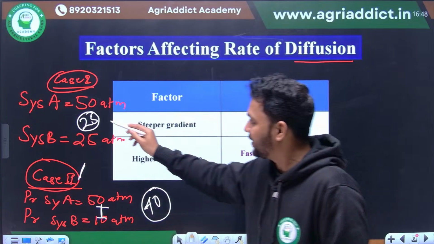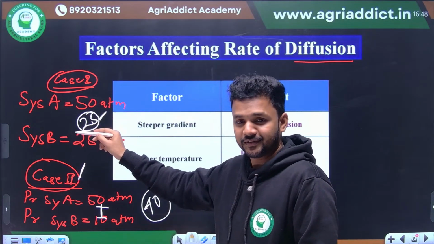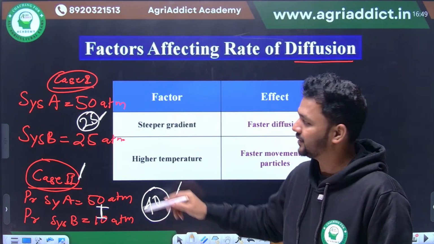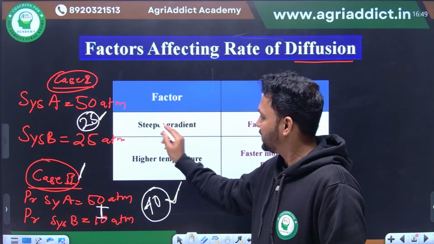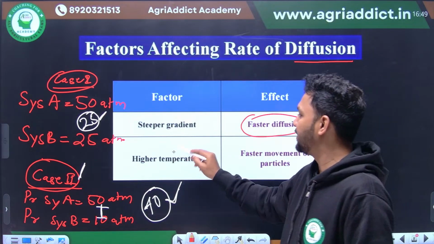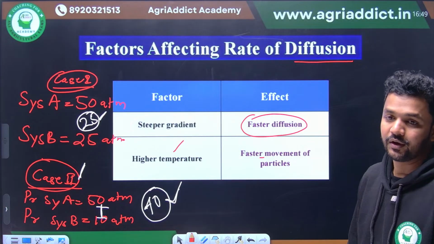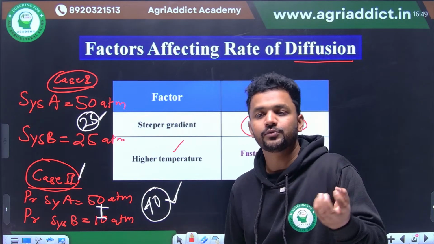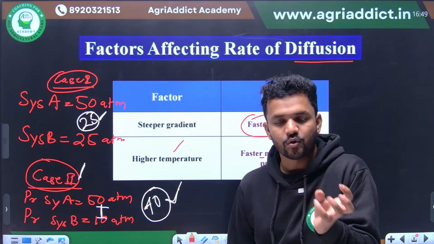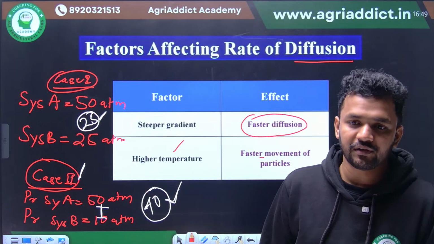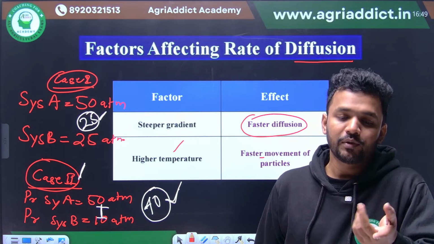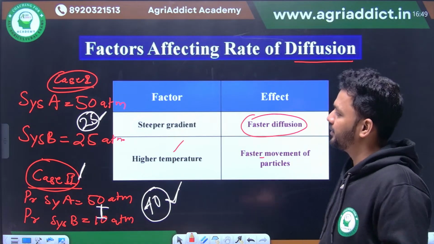Yes. So here the gradient is less, means it is less steep as compared to case 2. Here the gradient is steeper as compared to case 1. So the steeper the gradient, the faster will be the diffusion, and the higher the temperature, the faster the movement of particles. Why do the particles move faster at higher temperature? Because temperature is heat, and heat is energy. If you provide more energy, the velocity of particles will increase, and when the velocity of particles increases, then they will move faster. Okay.